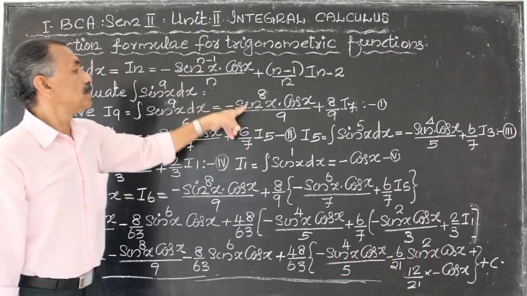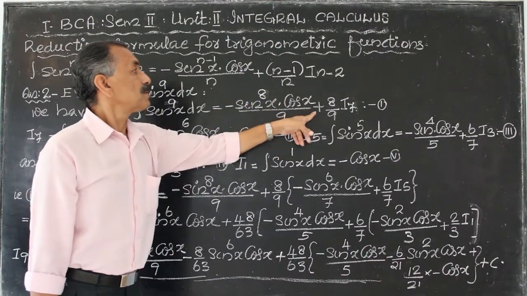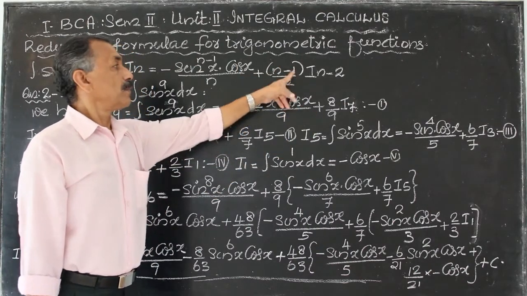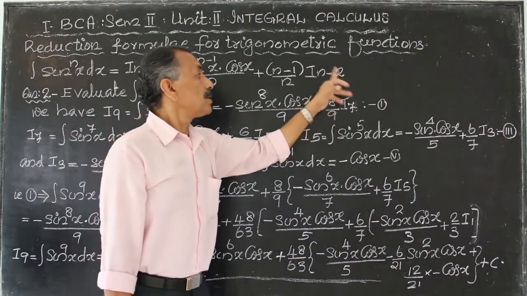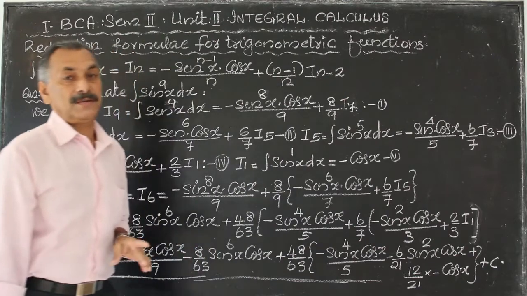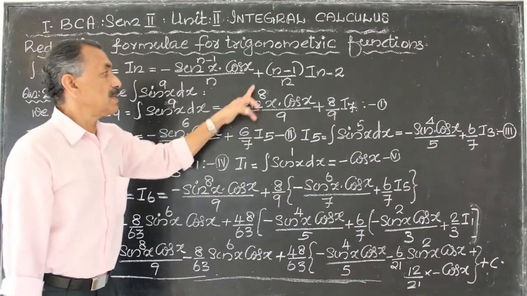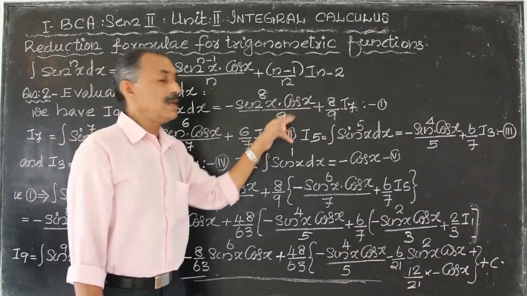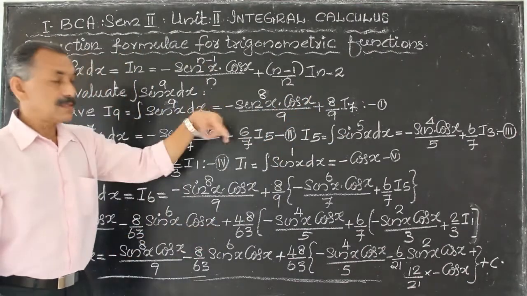Minus sin raised to n minus 1, that is 8, x into cos x by 9, plus n minus 1 by n, that is 8 by 9, into I n minus 2. N is equal to 9, 9 minus 2 means I7. That is I9 is equal to minus sin raised to 8x into cos x by 9 plus 8 by 9 into I7.